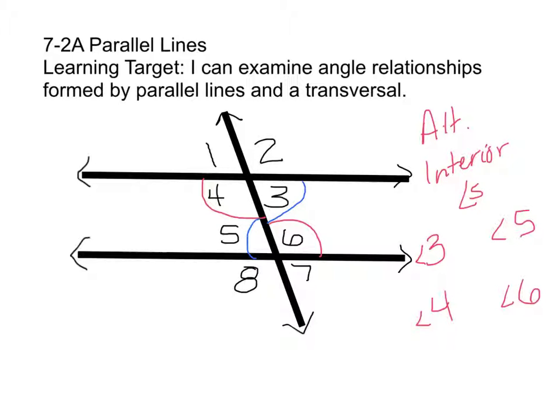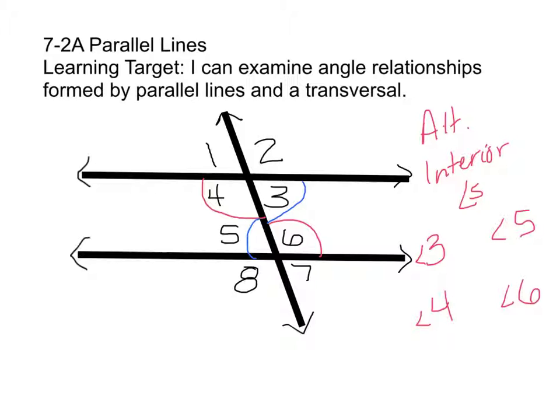There's something special about alternate interior angles. Do y'all remember that word from last week, congruent? What did that word mean? The angles have the same measure. They're the same size.